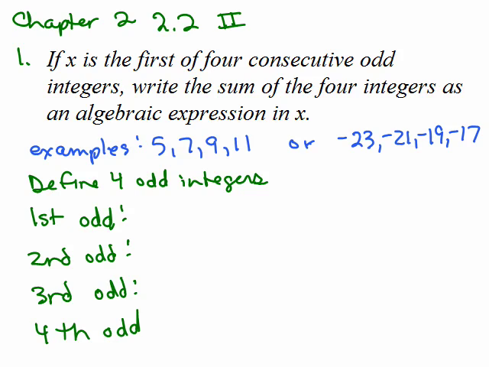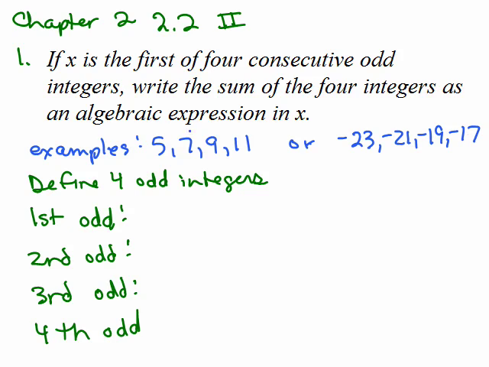So first of all, what does it mean to be consecutive odd integers? It means you start out with one integer, which means not a fraction, and what's the next one? The next odd integer. So for instance, if the first integer was 5, the next integer would be 7, the next odd one would be 9, and the next odd one would be 11. If it was a negative number, like negative 23, think about the number line, the next odd integer would be over at negative 21, then negative 19, and negative 17.